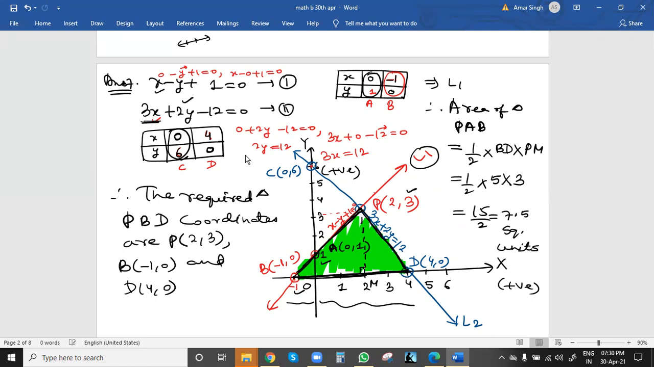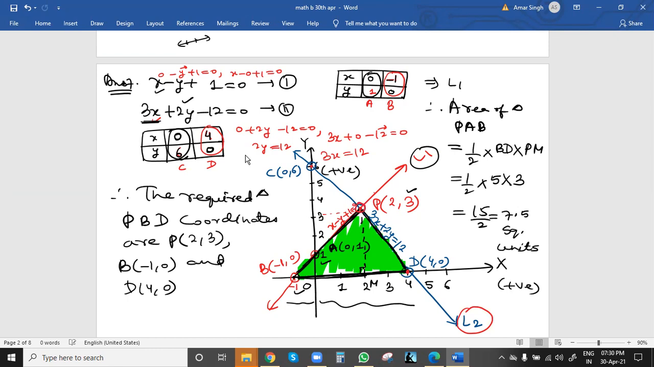And D point is (4, 0). x = 4, y = 0. First x, then y. (4, 0) will be here, which means on the x-axis. We join these 2 points and extend to get line L2. Now the intersection point will be here. We have taken this point as P.